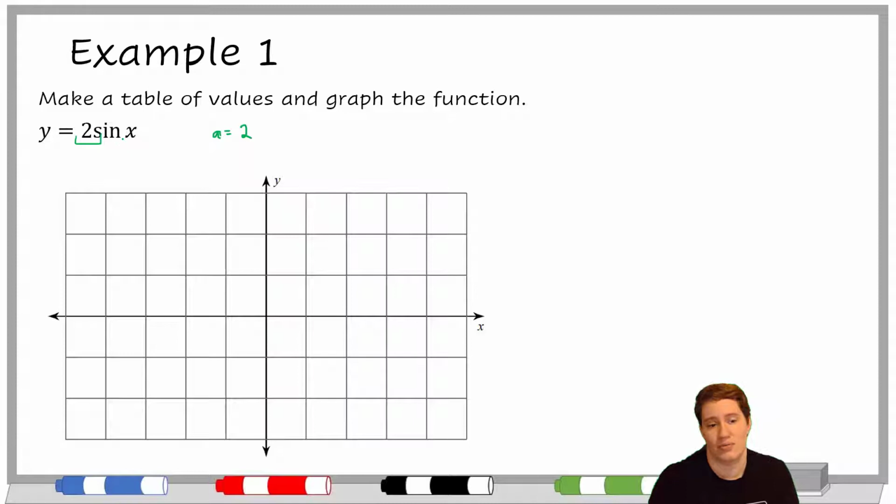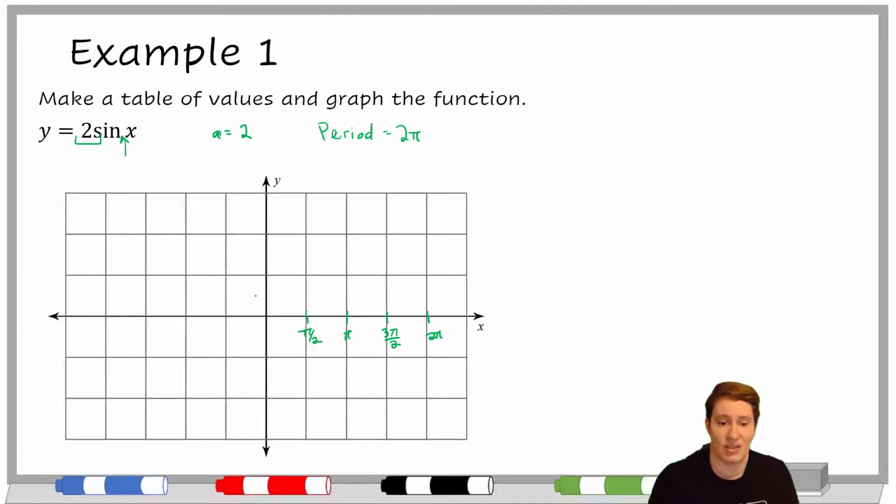The other thing we'd look at for trig functions specifically is whether there is anything in front of the x that is affecting the period. Because if there's not, then the period is going to be our standard 2 pi. So if our period is 2 pi, then the easiest way to graph this is to make each of these tick marks be pi over 2. And you can use the quadrants of the unit circle to help you with that.